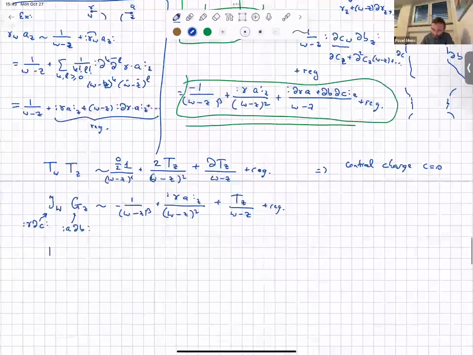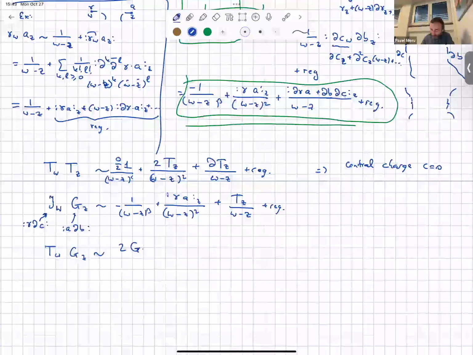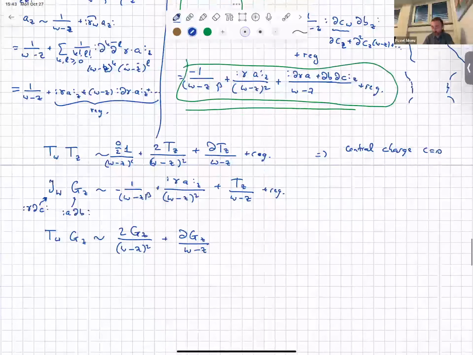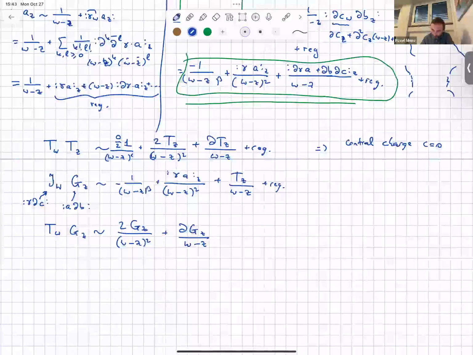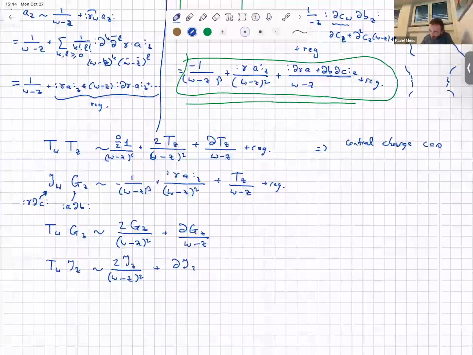What else? We'll have that TG OPE will give us 2G over (W minus Z) squared plus del G at the point Z over (W minus Z), plus regular. And TJ will be J over (W minus Z) squared, that's the quadratic pole, plus the derivative of J, that's the first order pole.